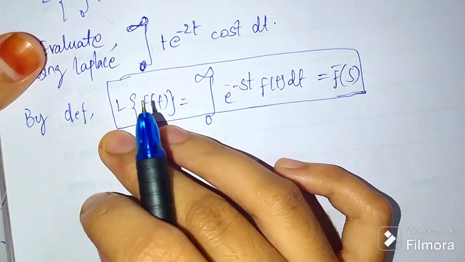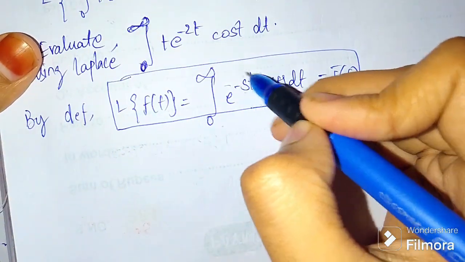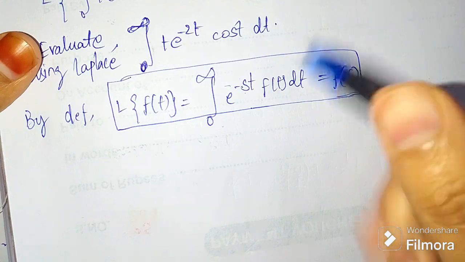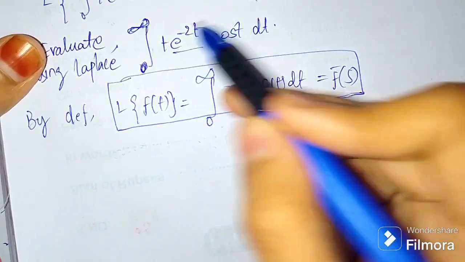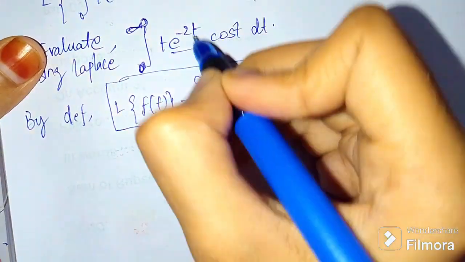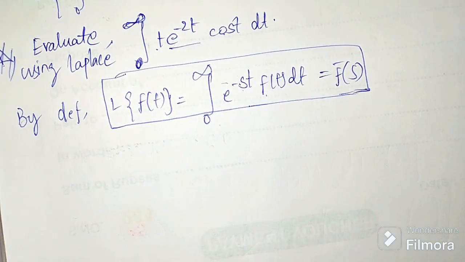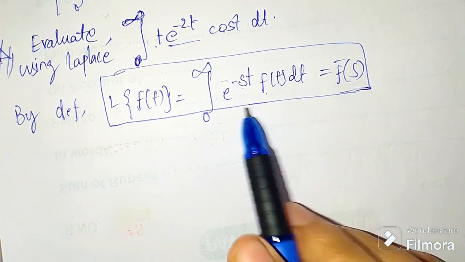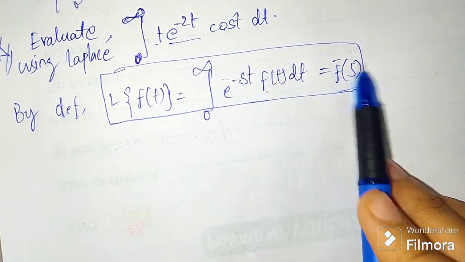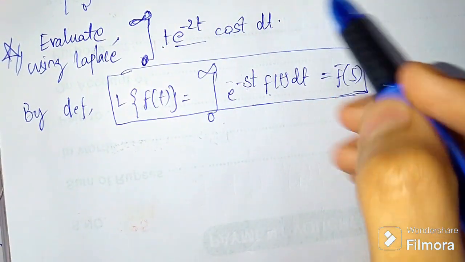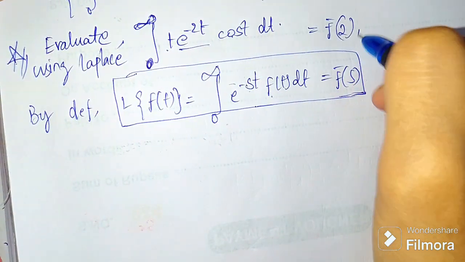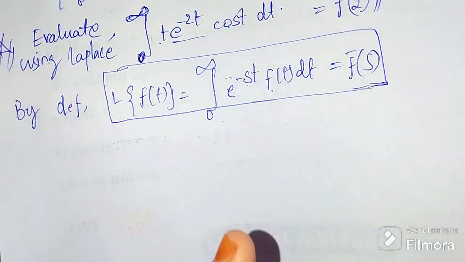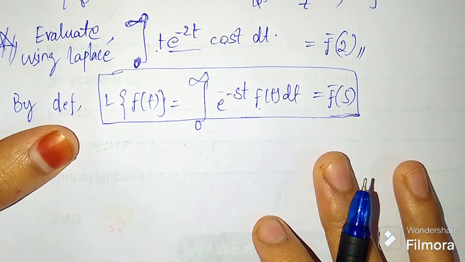And next thing, now here my s is 2. Do you agree? This is e power minus 2t. So s is 2. What is my f of t? t cos t. That is the remaining left one, right? So if my answer here is f bar of s, then my answer here will be f bar of 2, right? So first I have to find f bar of s, and if I substitute 2 in it, my answer is done. Do you understand the logic?